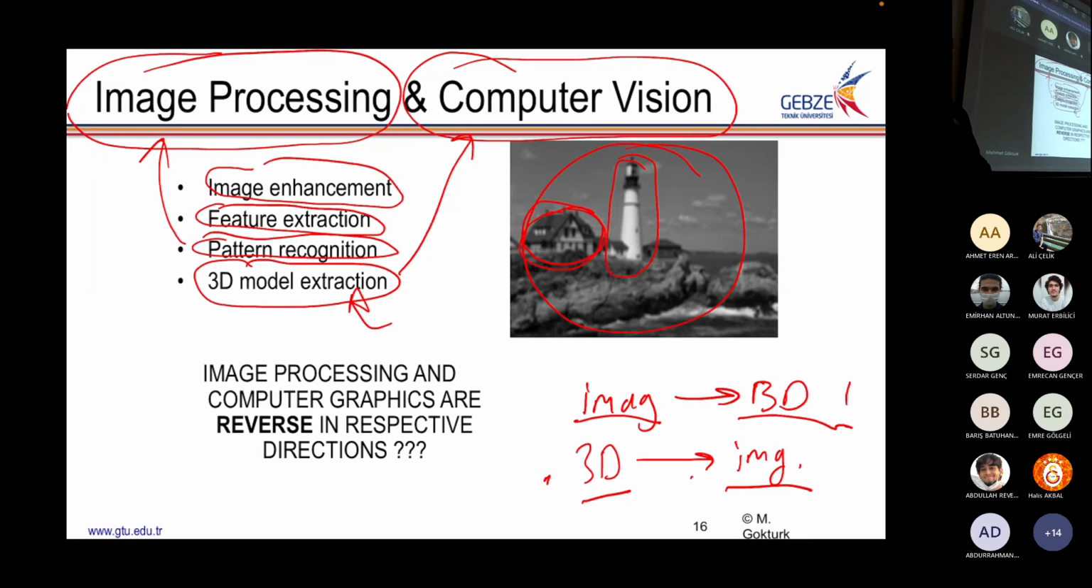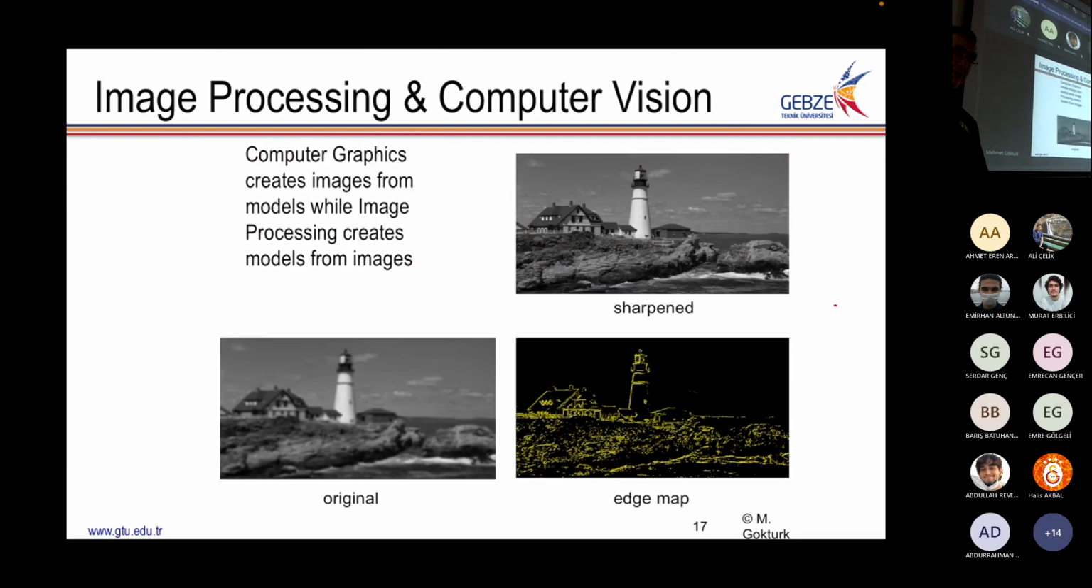The first one is image processing and computer vision. The second one is computer graphics. These are examples from computer vision and image processing. For example, detecting edges of the objects. This is the original. This is a better image. We call it sharpening.